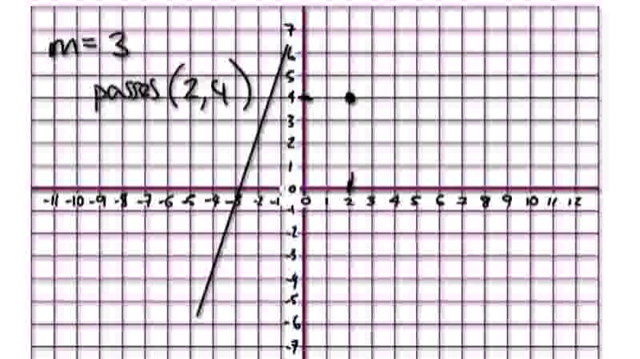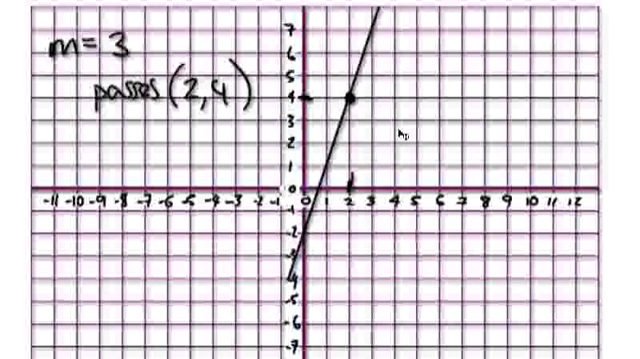So it has a gradient of 3 and it passes through 2 comma 4. That means it has to go through here, so it has to be this line here. It cannot be over here, because that one doesn't pass through 2 comma 4. So it has to be this line here.